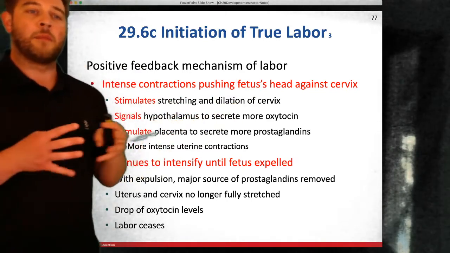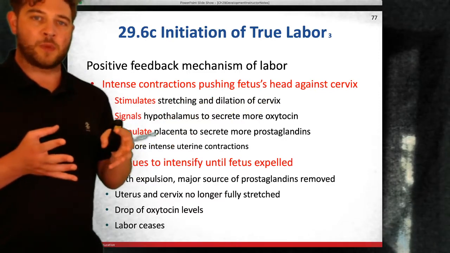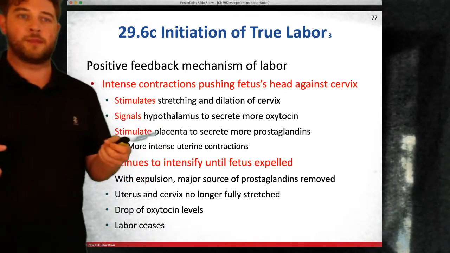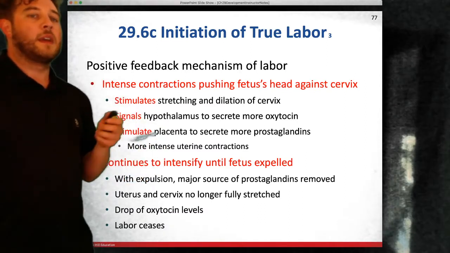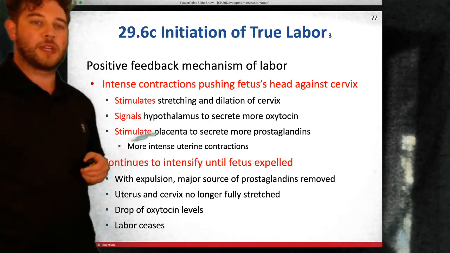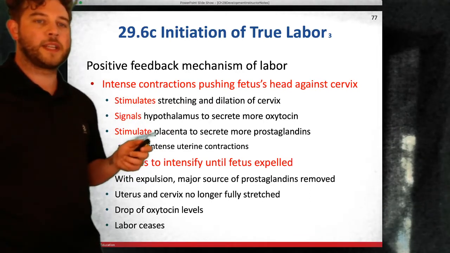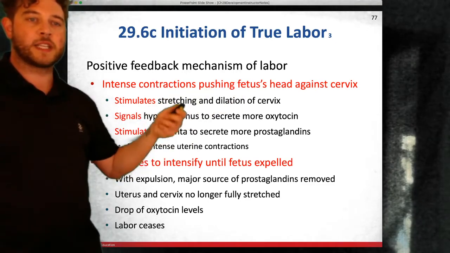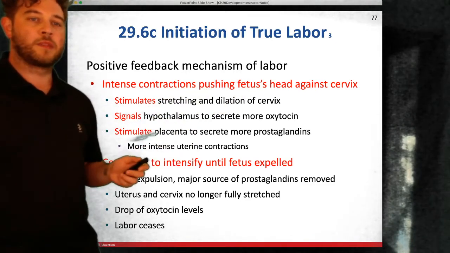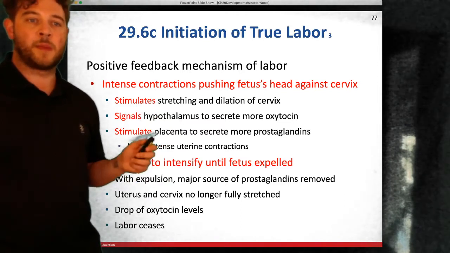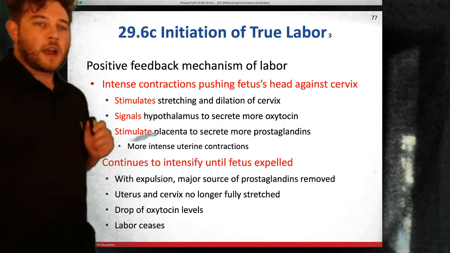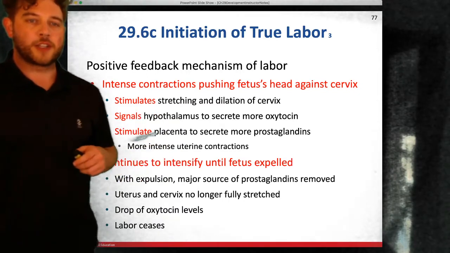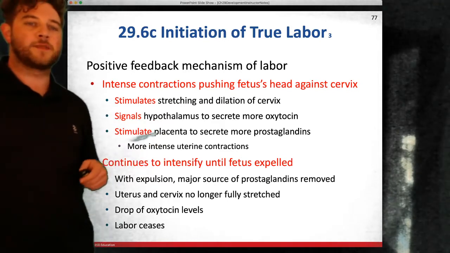If you remember that property of smooth muscle where it will stretch, and then if that stretch is maintained, it will relax and not contract back on itself. It signals the hypothalamus to secrete more oxytocin, stimulating the placenta to secrete more prostaglandins. So the fetus pushing against the head of the cervix does all of these things. Let me say the oxytocin and the prostaglandins will cause more intense uterine contractions. This continues to intensify until the fetus is expelled.